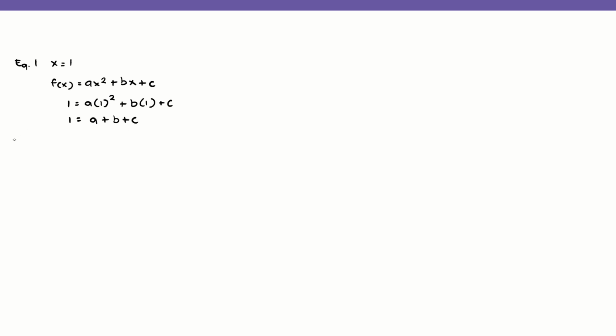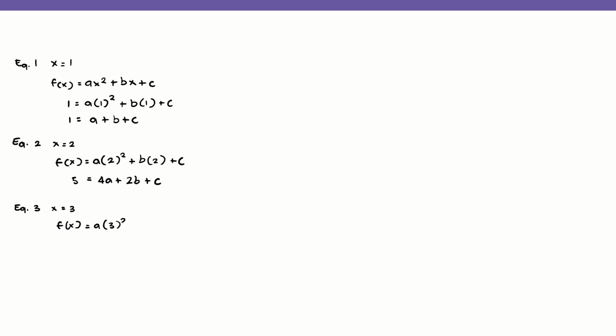Second equation, x is equal to 2. f(x) is equal to a times 2 raised to the power of 2 plus b times 2 plus c. 5 is equal to 4a plus 2b plus c. Third equation, f(x) is equal to a times 3 raised to the power of 2 plus b times 3 plus c. 11 is equal to 9a plus 3b plus c.